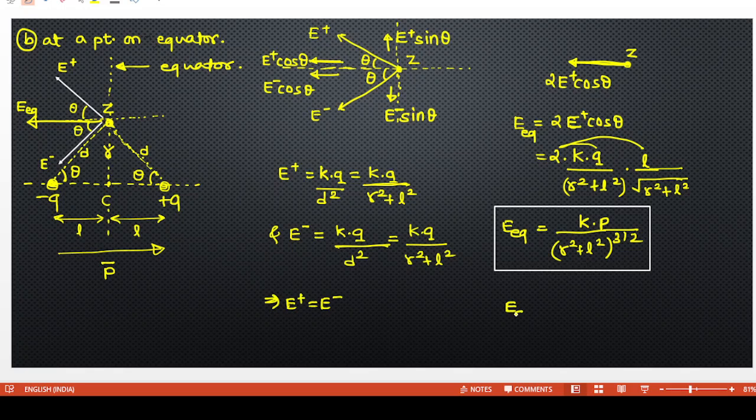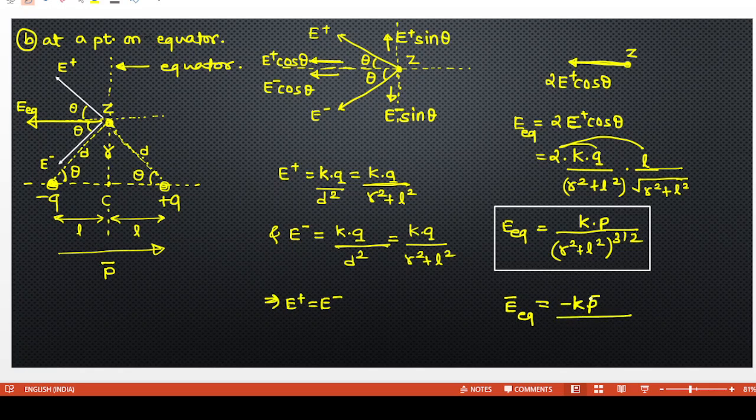What is the vector form? Put vectors on both sides. For the vector form, observe here. The resultant of this E plus and E minus is leftward, which means it is from positive to negative. But our dipole moment is from negative to positive. Check these two vectors: the net field at the equator and our dipole moment, are they in the same direction or opposite? Opposite. So you can write it as minus K into P bar.